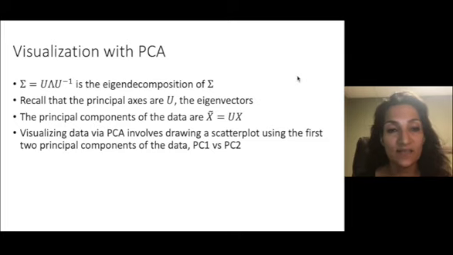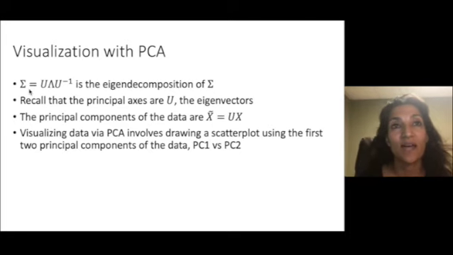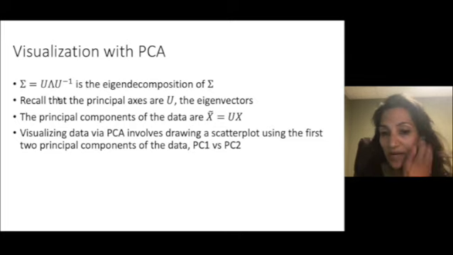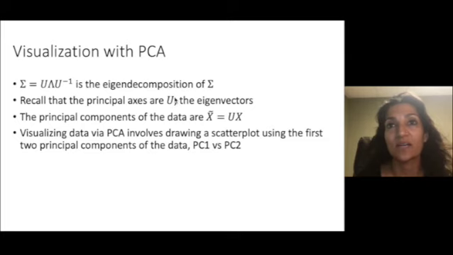This motivates us to use a principled method like PCA. When you visualize the data with PCA, you're actually visualizing the first two PC components. Recall that sigma is the data covariance matrix, and the eigendecomposition of sigma yields eigenvectors u and eigenvalues lambda. The principal axes, or the directions that PCA uses, are in u, and these are the eigenvectors of sigma. The principal components of the data are x tilde, which is equal to u times x.